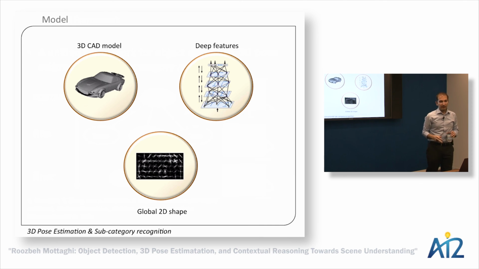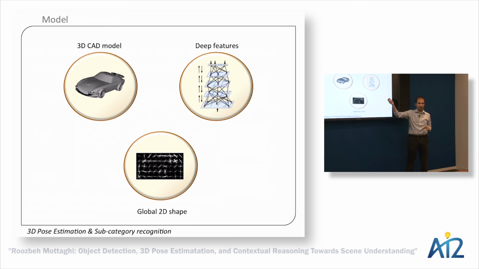Our model is based on a combination of three things. We use 3D CAD models, which are basically a mesh that has vertices and faces and represents an object category. We also use deep learning features, the features that are computed based on convolutional neural networks. And also we have global 2D shapes, which are based on histograms of gradients, which is one of the common features.